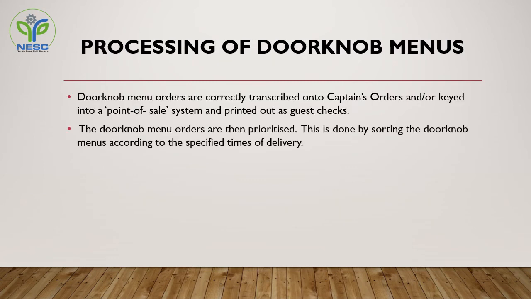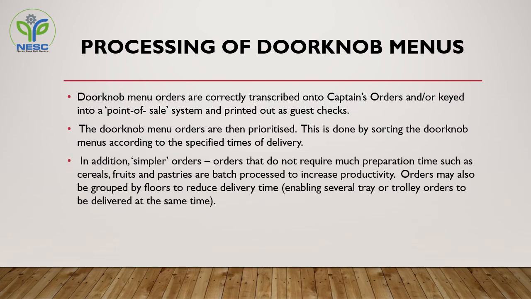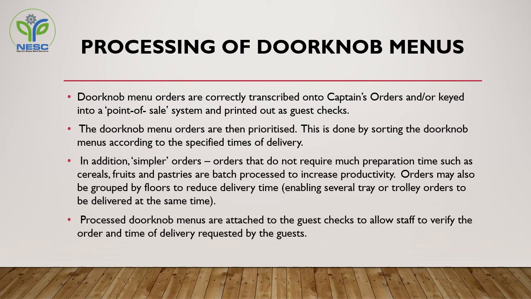Let us check how doorknob menus are processed. Doorknob menu orders are correctly transcribed onto captain's orders or keyed into a point of sale system and printed out as guest checks. The doorknob menu orders are then prioritized. This is done by sorting the doorknob menus according to the specified times of delivery.